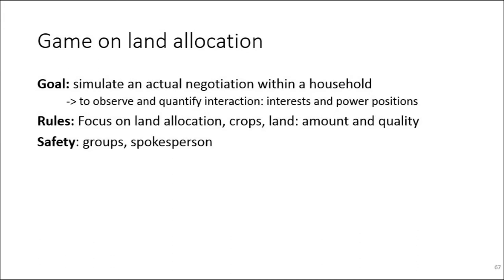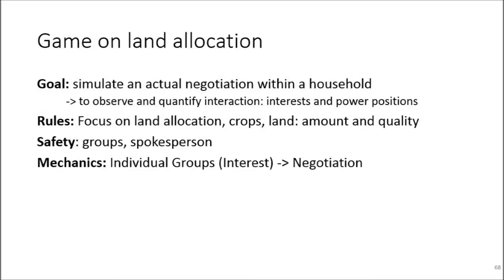So what I did, instead of inviting one particular household, I invited five household heads, five wives and five oldest sons. Each of these groups had to discuss first individually what they would want to do with this amount of land. Then I recorded that and captured their preference. One of them was the spokesperson. This spokesperson was not allowed to be part of the group's discussion, but their function was to capture what the group wanted and then to represent the group during the next step, which was the negotiation.